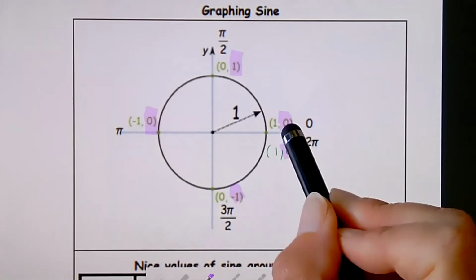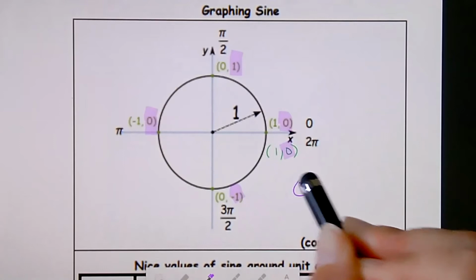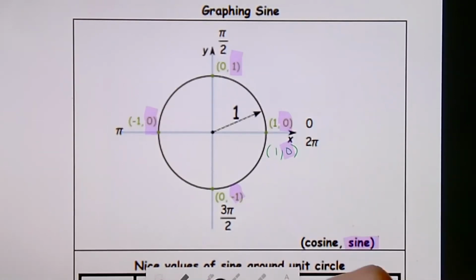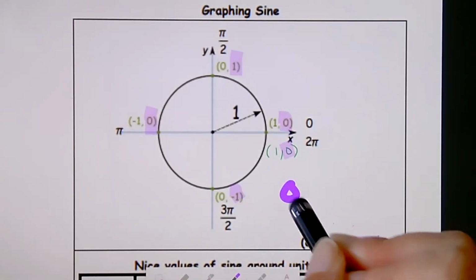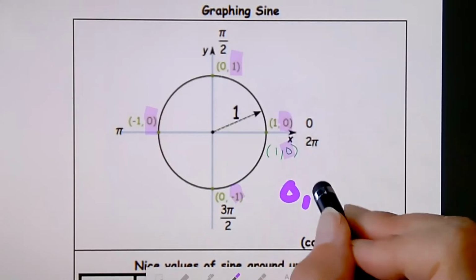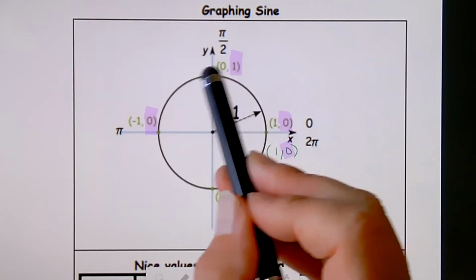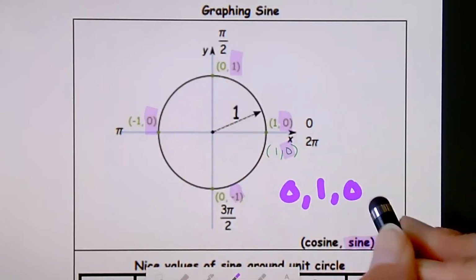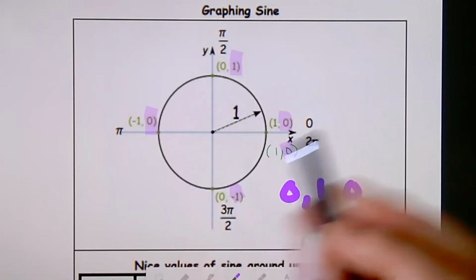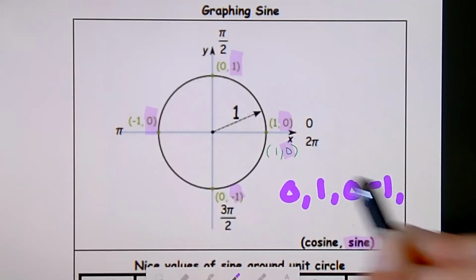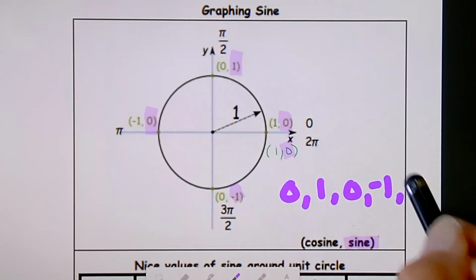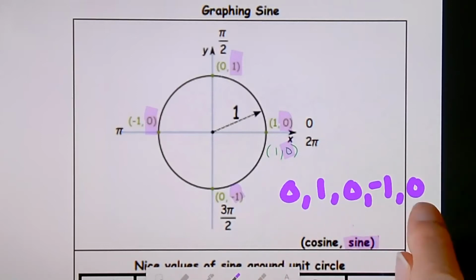Okay, so again, I'm going to start at 0, height of 0, a little fatter, height of 0. I go up and I'm going to have a height of 1. Then I come back here and I'm at 0. And I come down here and I'm at -1. And then I come back here and I'm at 0. These are the 5 points I'm going to be graphing.